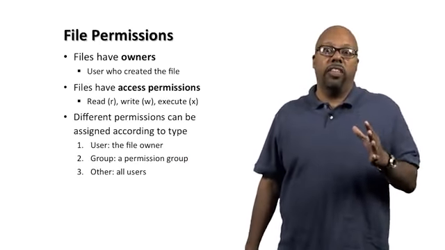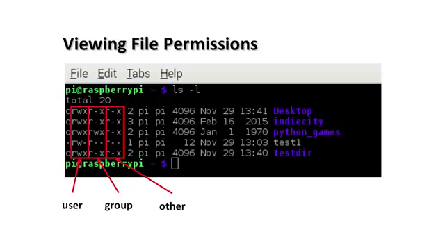So these permissions, we're not going to talk about how to change them right now. Let's just talk about how to see them. The way you view file permissions generally is to type ls -l. If you use the -l option, it gives you the long form. And you see all the data about each file.